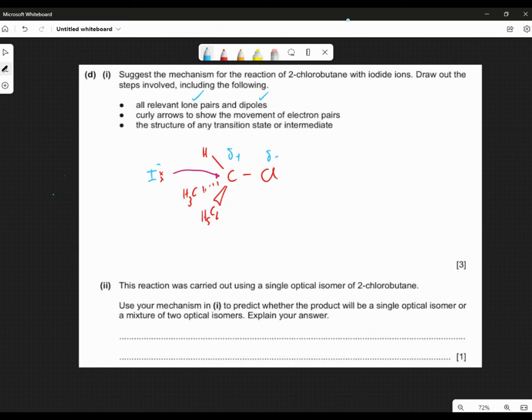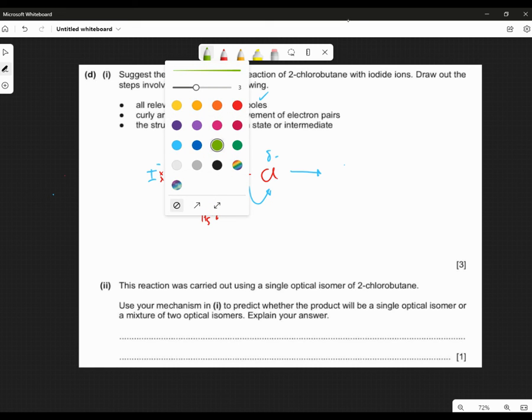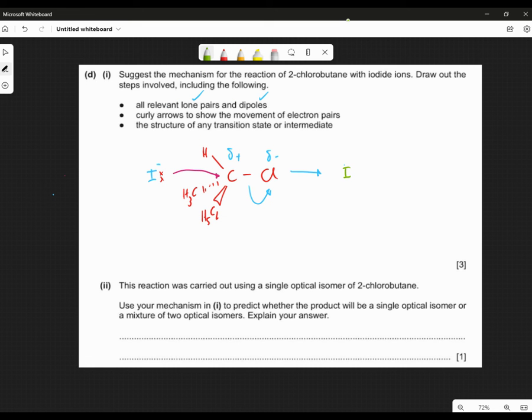As this approaches, this is going to slowly try and leave. So we get our intermediate. Now in the intermediate we're going to get the iodine. Let's pick another color, let's pick green. The iodine is going to be on one side, with a partial bond. And the C-Cl is going to leave. But the other things are going to be in the same plane, so the hydrogen, the CH3, and the C2H5 are going to be like this.